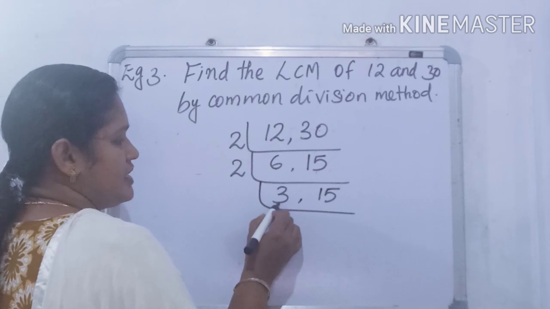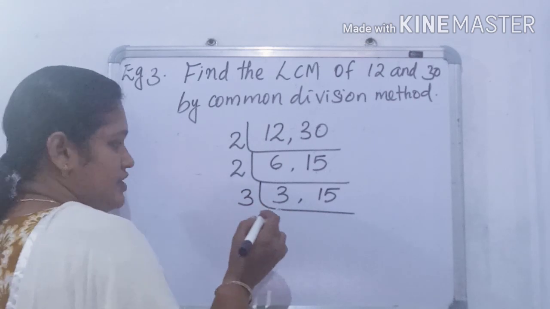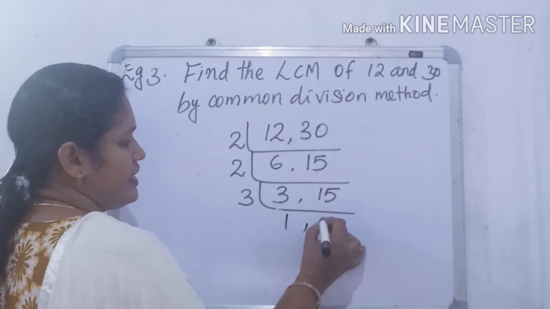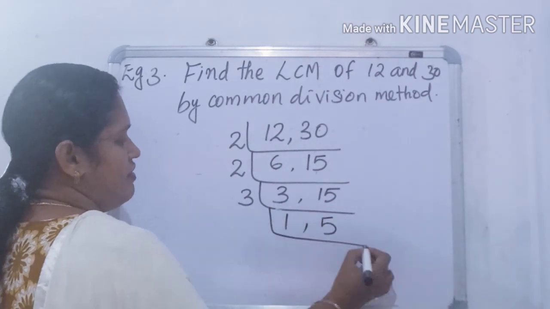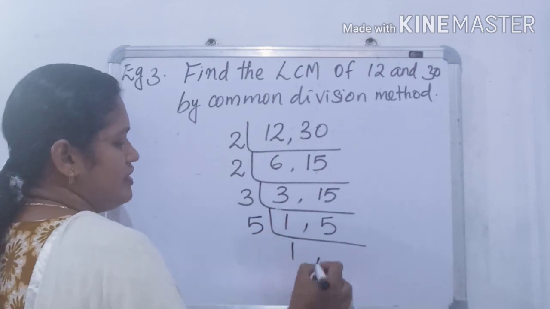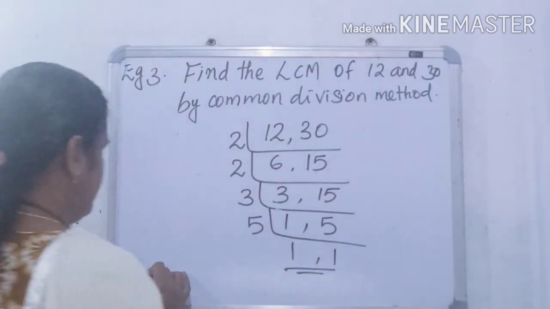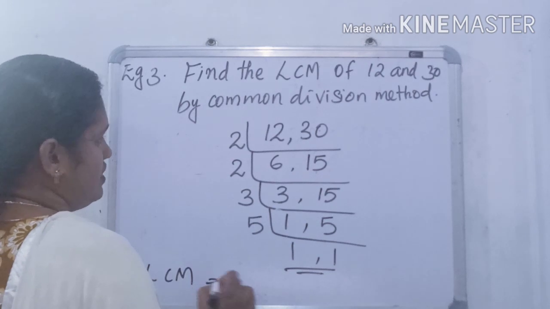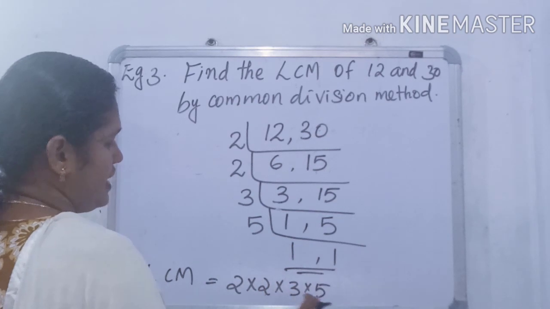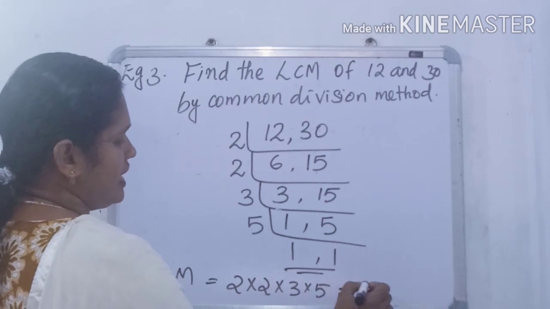3 is divisible by 3 only and 15 is also divisible by 3. In 3, 1 time 3s are there. In 15, 5 times 3s are there. 1, 5. Here 5 is divisible by 5 only. So 1, 1. LCM equals 2 into 2 into 3 into 5. Here 5 into 2 equals 10. 3 2s are 6. So 6 into 10 equals 60.